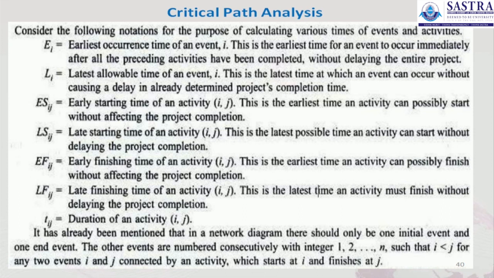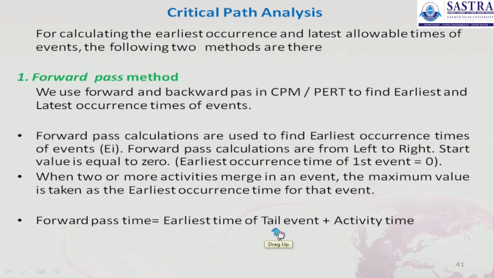So it has already been mentioned that in a network diagram there should be one initial event and one end event. The other events are numbered consecutively with integers 1 and 2 up to n. In the previous network model, we already put all the nodes as 1, 2, 3, 4, 5. So we start with 1, or maybe 0, 1, 2, 3, up to n, such that i is less than j for any two events i and j connected by an activity which starts at i and finishes at j.